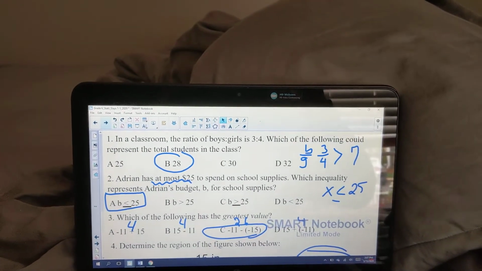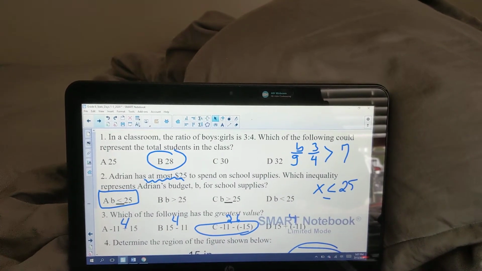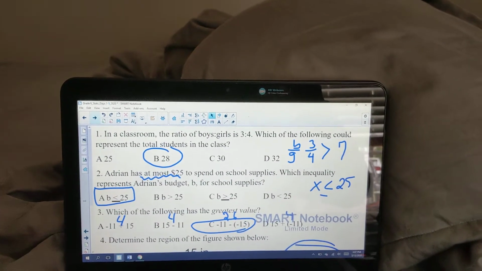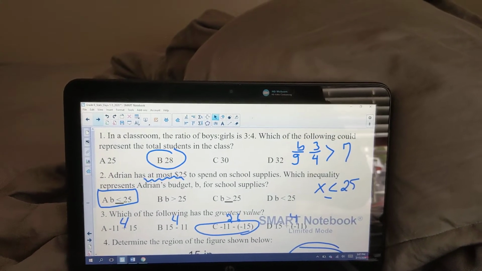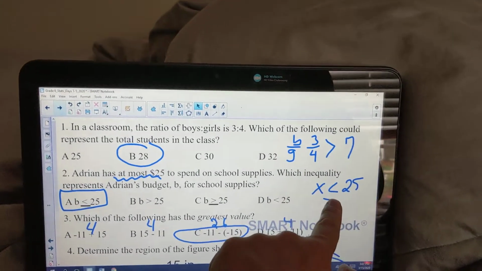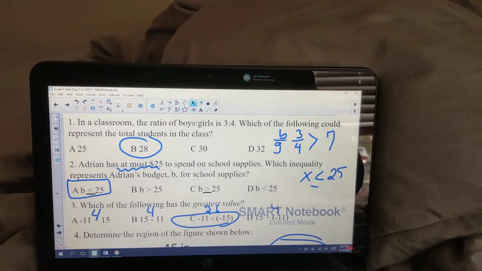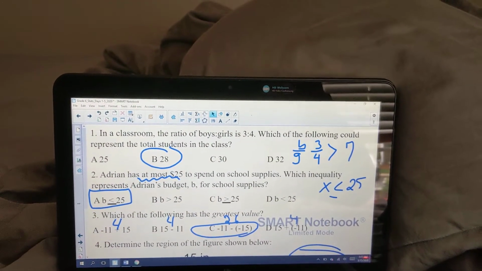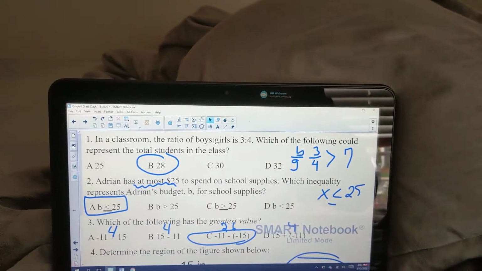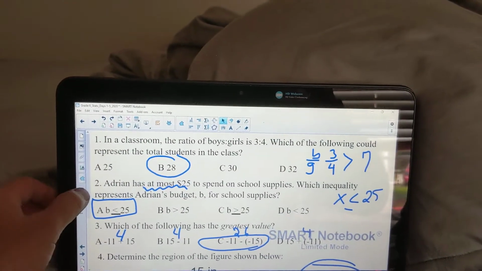Number 2, Adrian has at most $25 to spend on school supplies. That means he can spend at most $25. So could he spend $25? Yes, $25 is included in the solution set, but he also could spend $10 or $0 or $5. Any amount that is 25 or less is what Adrian spent.